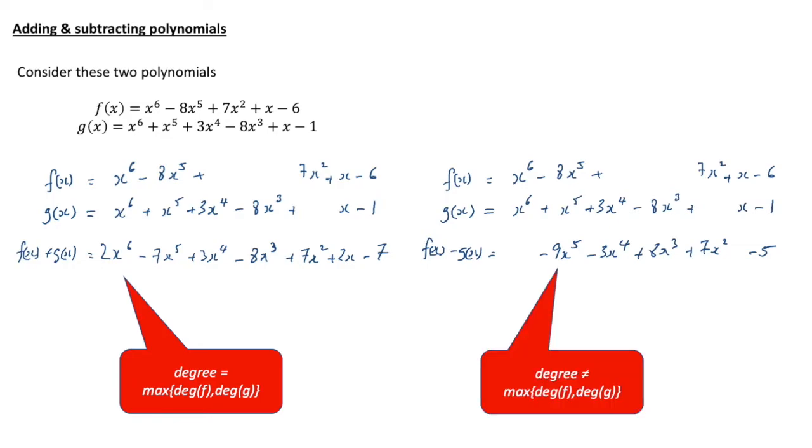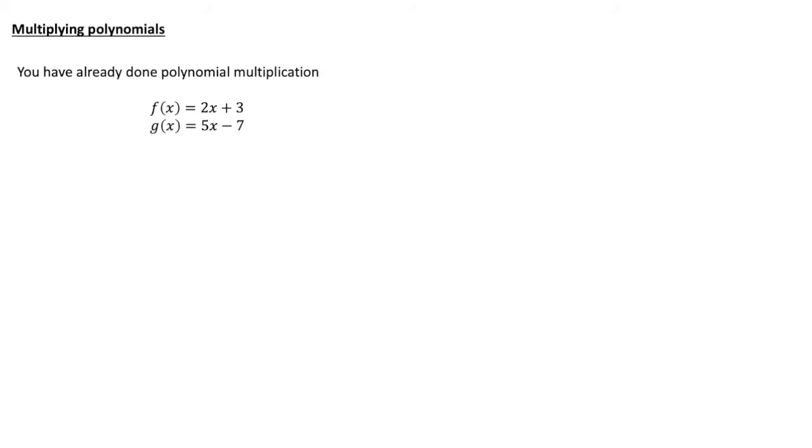When you're subtracting, that isn't necessarily the case, because if they match, as they do here, we end up with a degree for the subtracted polynomial which is different from either of the original ones, and that's because the x to the power of 6 matches up in this case. So there's no obvious general rule there. So we've looked at adding and subtracting.